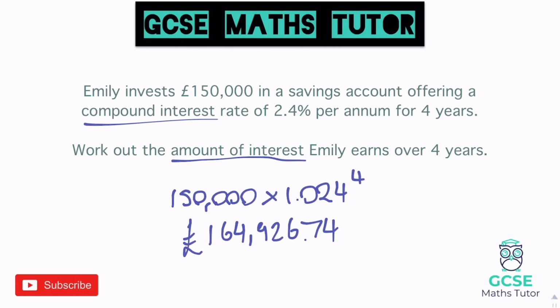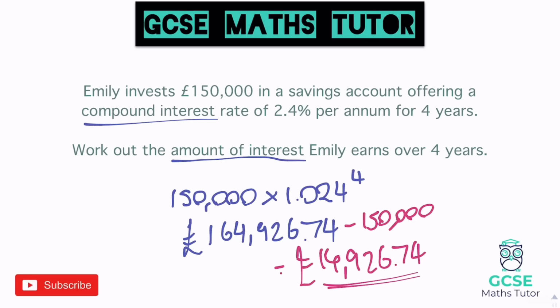Now just being careful on this question, because it does say how much interest does Emily earn, so we're going to want to subtract that original 150,000, so take away the 150,000 for this particular one, and that gives us £14,926.74 again to the nearest penny. So there's a bit of compound interest, just remembering this multiplier here and how that works with compound interest, not forgetting the 0 there, because if we were to put 1.24, that would increase it by 24%, so we don't want that one there.